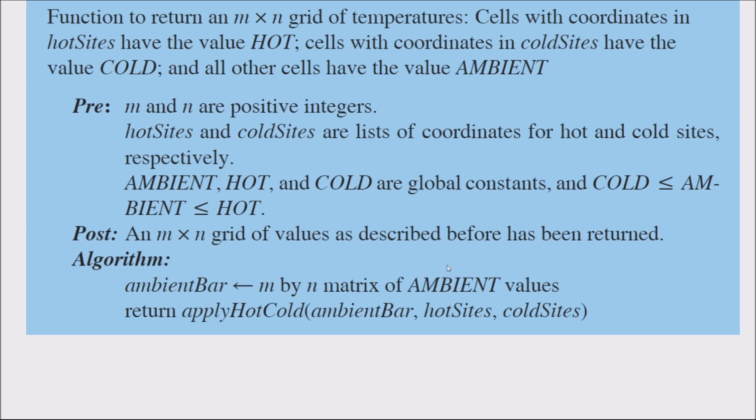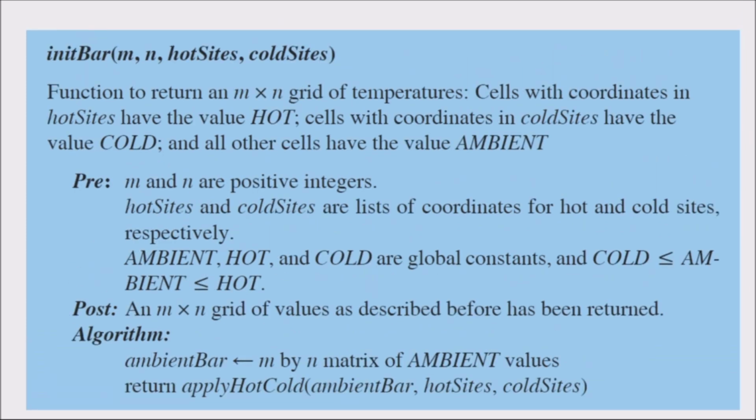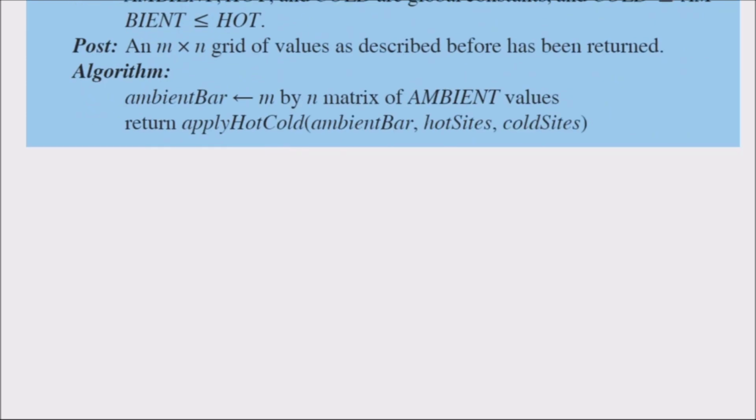Okay, right. So the algorithm starts with we get ambient bar, an m by n matrix of ambient values, and we're going to apply one function. So what is this line right here? Basically the last line right here. What does that mean?